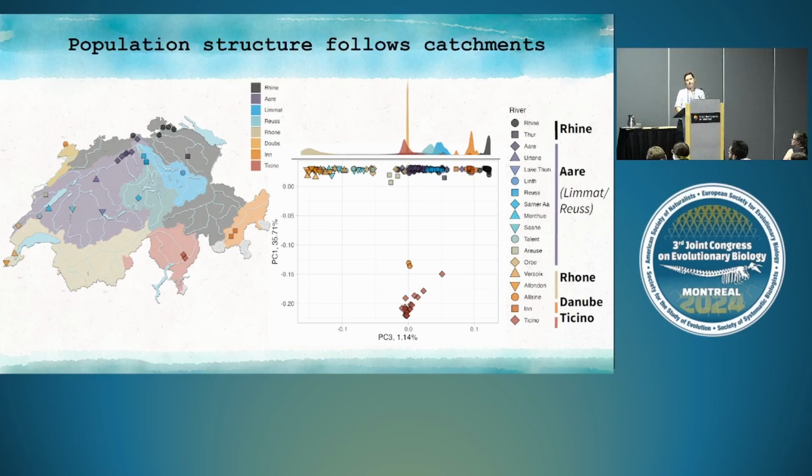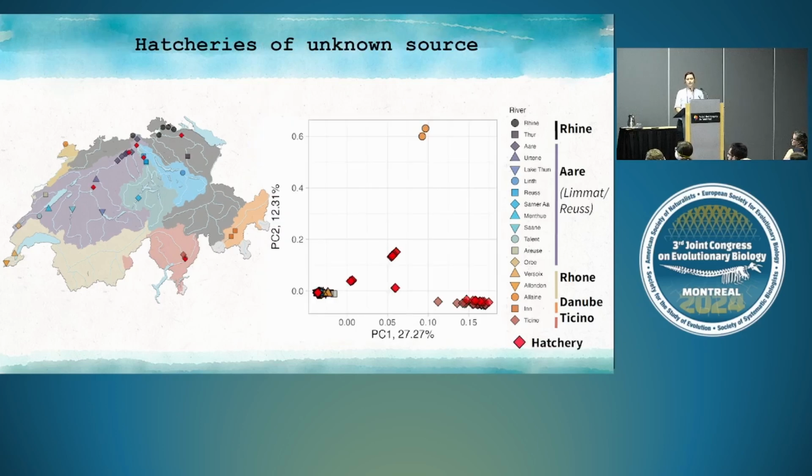And what's more is that we didn't just look at these wild populations, we also looked at hatchery populations. This is because this species has been artificially stocked for about 50 to 70 years. And we also know from previous work that some of these sources are not always in Switzerland. This is something we can very clearly see here, as we have these three different hatcheries down here which are highly divergent from any of the other populations that we find in the wild in Switzerland.